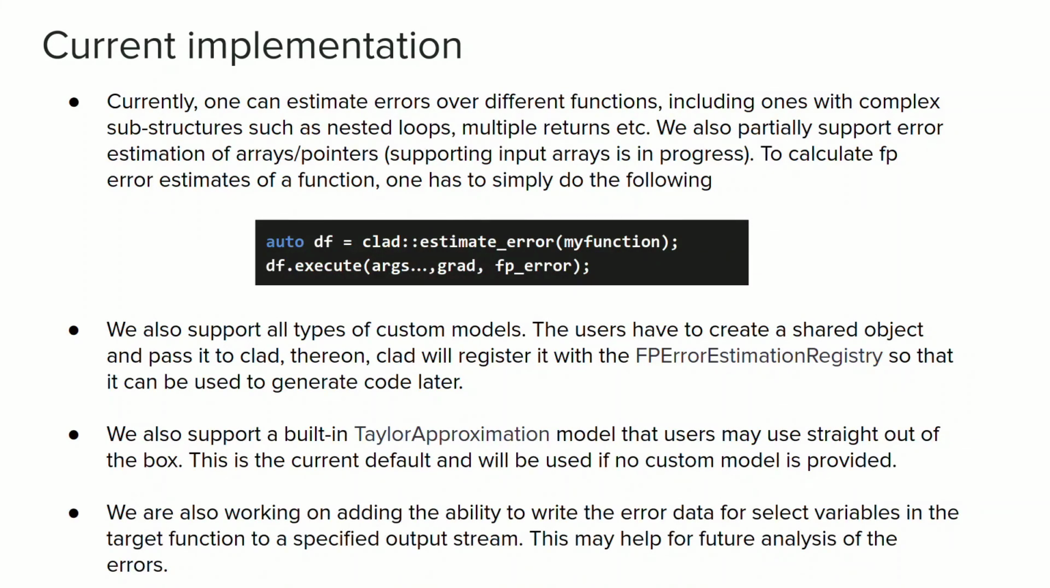We are also working on the ability to write the error data for selected variables in the target function to a specific output stream, and this will help users analyze the errors in each variable, and again do something similar to what we did before for numerical stability for algorithms.